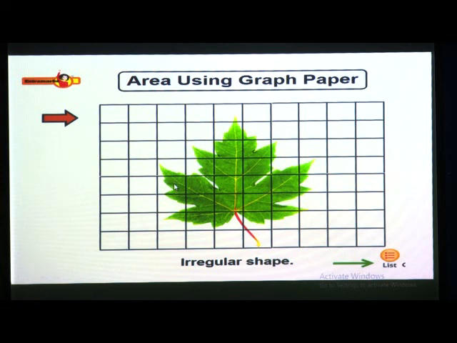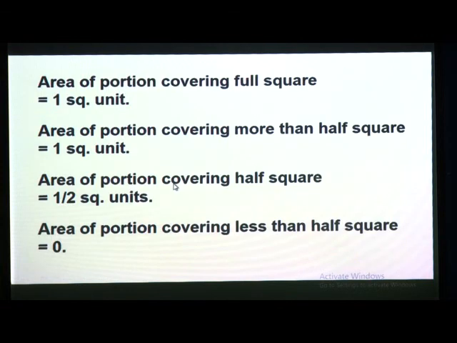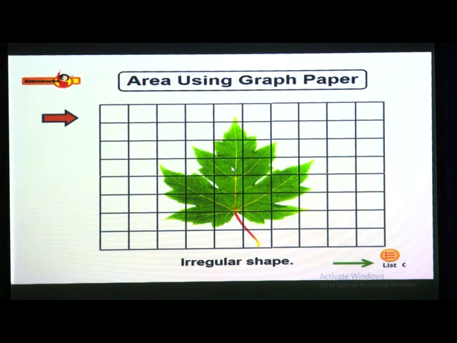So we use here 1 square unit, and for the area of a portion covering half a square... So where do we have half? We can tell this is more than half, this is more than half. So we have to use here 1 square unit, and where it is less than half, we have to count 0 square unit.